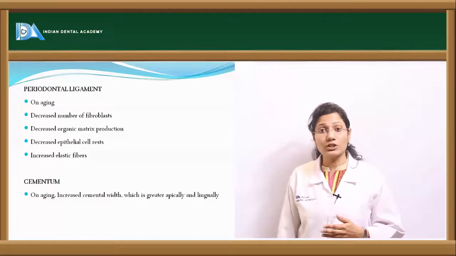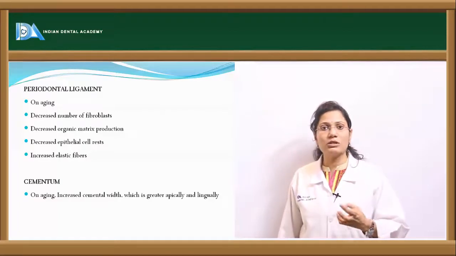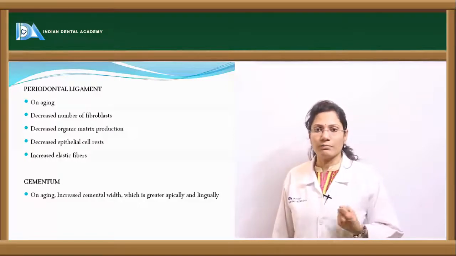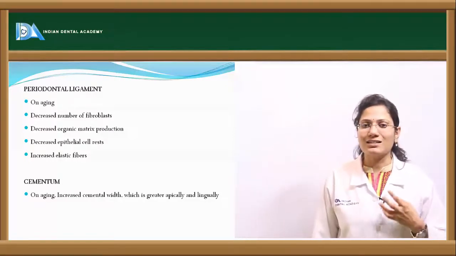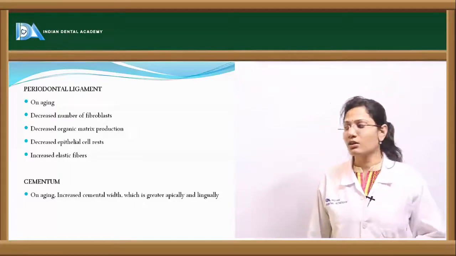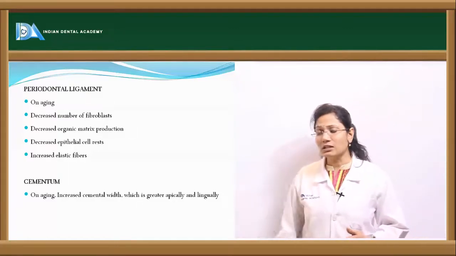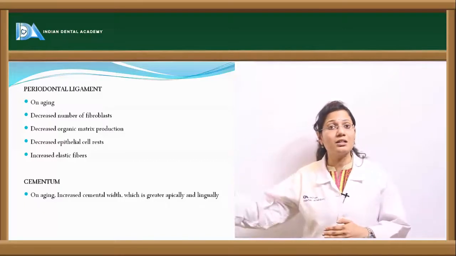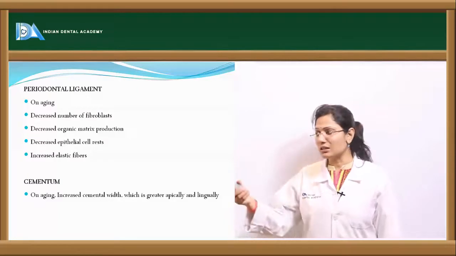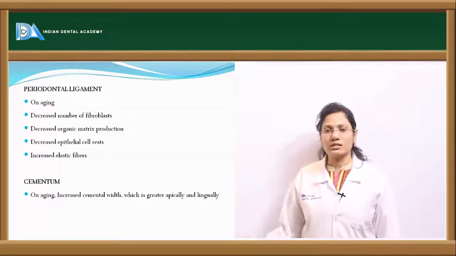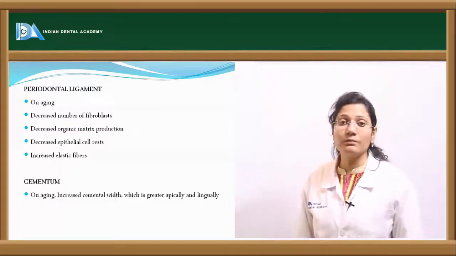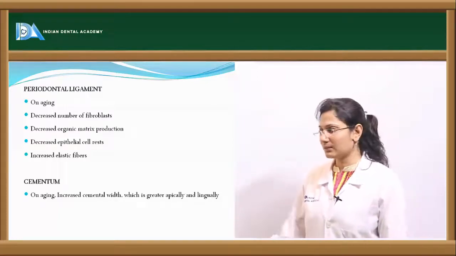So as a result of aging, what is happening? There is a decrease in the cellular content of all these cells in the periodontal ligament, especially your fibroblasts. So if the fibroblasts are decreased in number, what will happen? There is decreased collagen synthesis, but there is an increase in your elastic fibers. Okay, so as a result of aging, there is increased elastic fibers, decreased number of fibroblasts, decreased organic matrix production, and even decreased epithelial cell rests.